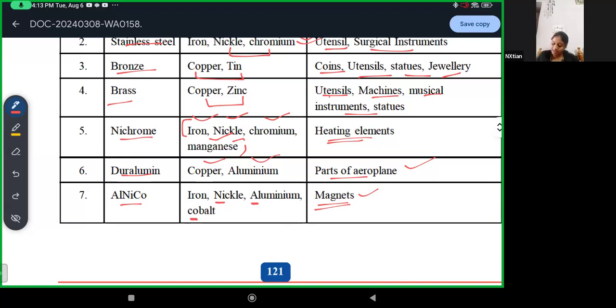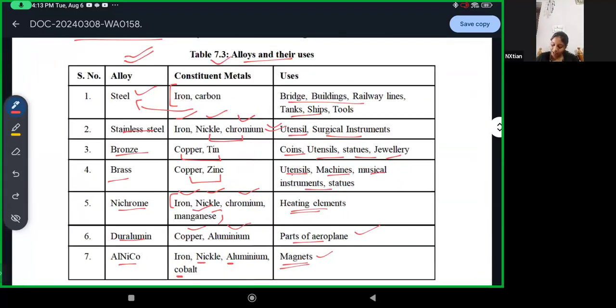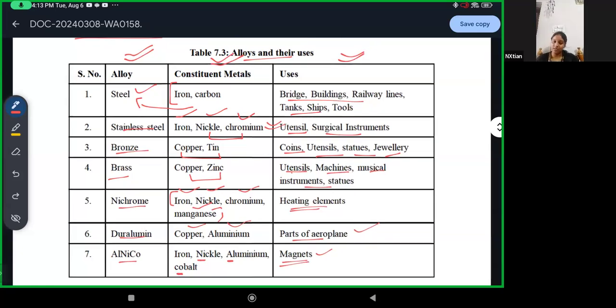Okay, no problem. So these are your alloys, what they are made up of, what you mix to make these alloys, and where they are used.